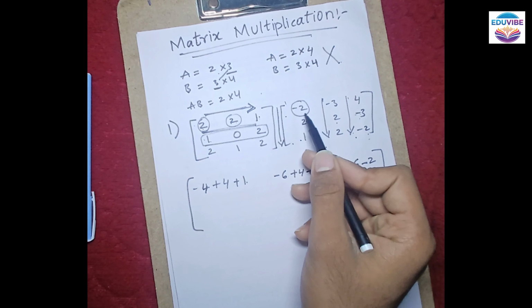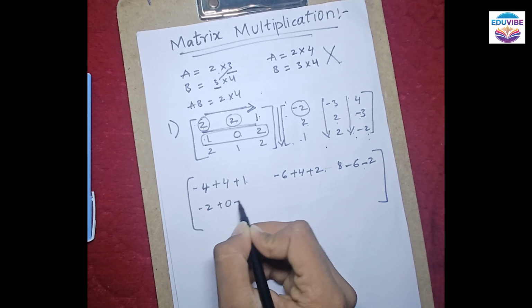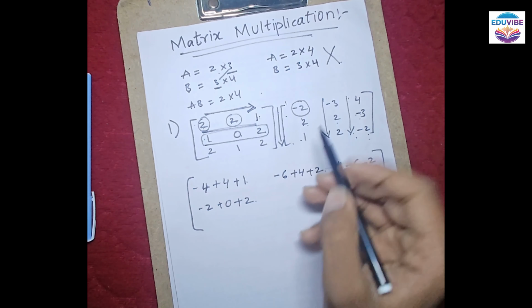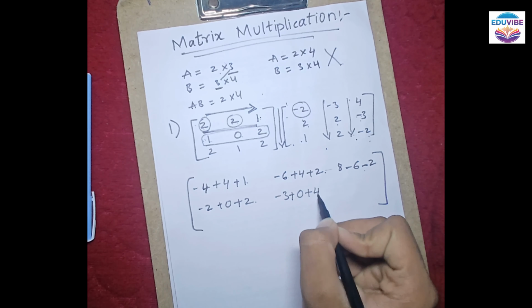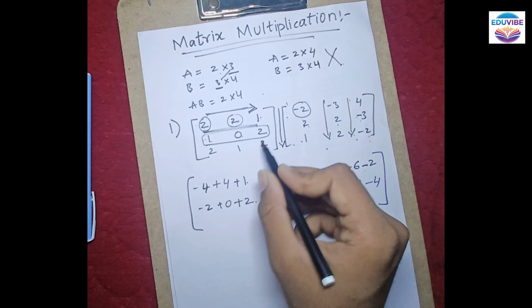That means 1 into minus 2, minus 2. 0 into 2, 0, plus 2 into 1, 2. Again 1 into minus 3, minus 3, plus 0 into anything, 0, plus 2 to 4. 1 into 4, 4, plus 0, minus 4, 2 to 4.